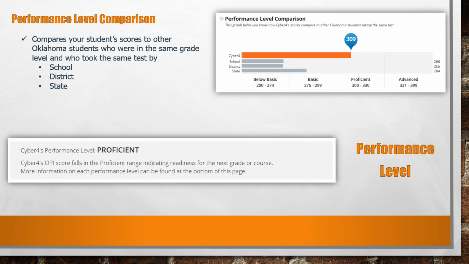The performance level comparison shows how your student scores compare to other Oklahoma students who were in the same grade level and took the same test. You can compare your child's scores to other students in the school, district, and state. You can also view whether or not your child was proficient in this test and in their readiness for the next grade level or course.